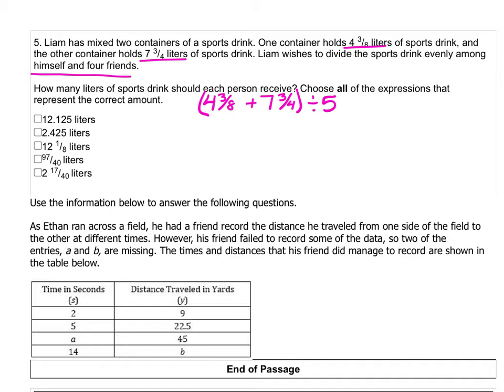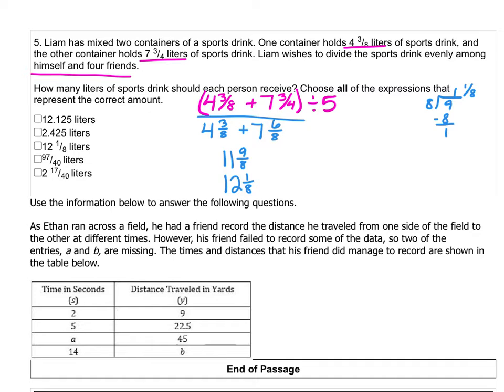So let's start with this first part of adding 4 3/8 and 7 3/4. 4 3/8 plus 7 3/4 have a common denominator of 8. 4 and 8 both go into 8, so we get 7 6/8. We add those, we get 11 9/8. Well, over here on the side, 8 goes into 9 one time with a remainder of 1 out of 8. So 9/8 is like 1 1/8. So really that's 12 1/8.